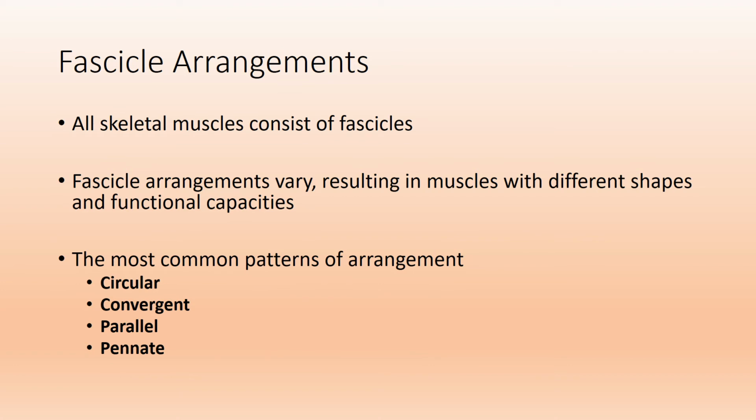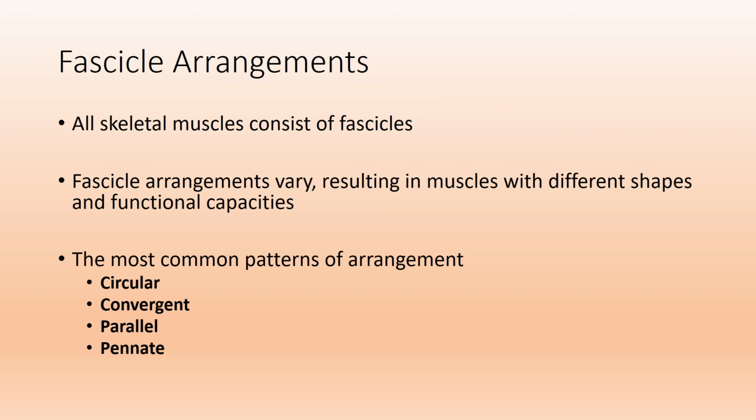Something else that we need to address before moving into the actual muscles will be the arrangement of fascicles. If you remember from Chapter 9, a single fascicle includes many muscle fibers. A muscle as an organ, like the biceps brachii, contains many fascicles. But these fascicles or groups of fibers can be arranged differently, and we will see muscles with different shapes as well as different functional capacities.